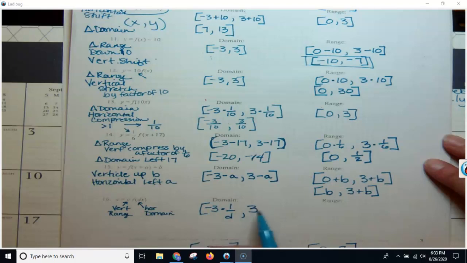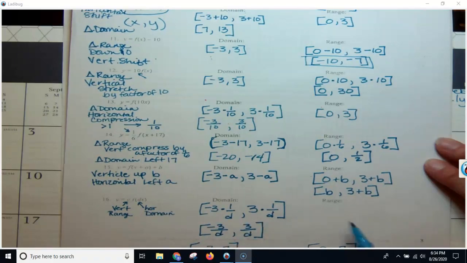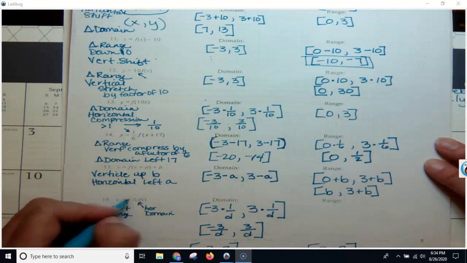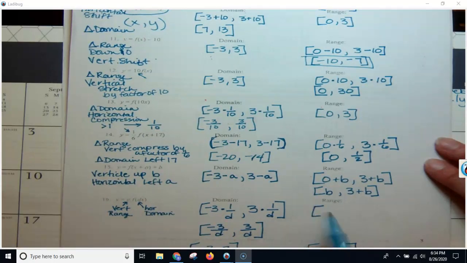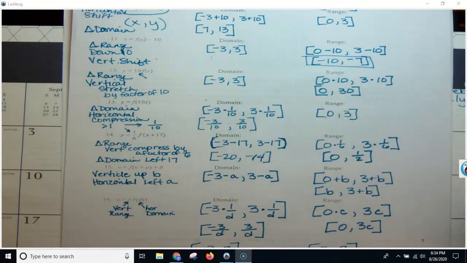And then we get our other one, times 1 over D. So that would be our new range, or you could rewrite our domain. I'm sorry, we could rewrite that as negative 3D, 3D. And then for our range, we're going to actually multiply it by C. So we're going to start off with 0 times C for our low value, and then 3 times C for our high value. So we would be left with 0, 3C. And that's our new range.